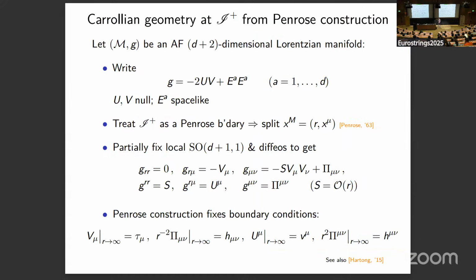So to set up this framework, what we're doing is really just, we consider a box standard Lorentzian metric in an asymptotically flat spacetime, and we write it in a vielbein decomposition.